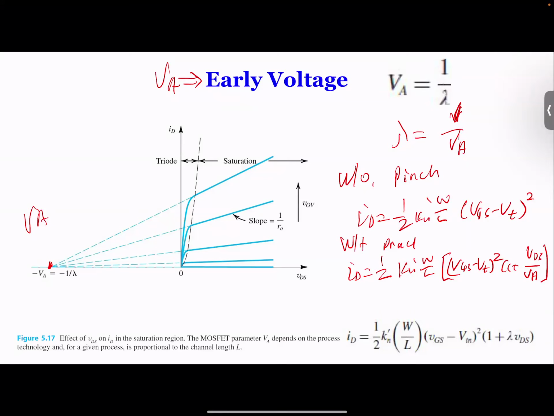Now, remember the equivalent circuit we had before. This is the MOSFET, gate, drain, source, and we have the equivalent circuit. And then we have this current to be 1/2 K W over L times VOV squared, between G and S. So that's what we have for the initial equivalent circuit. Now you have a pinch effect.